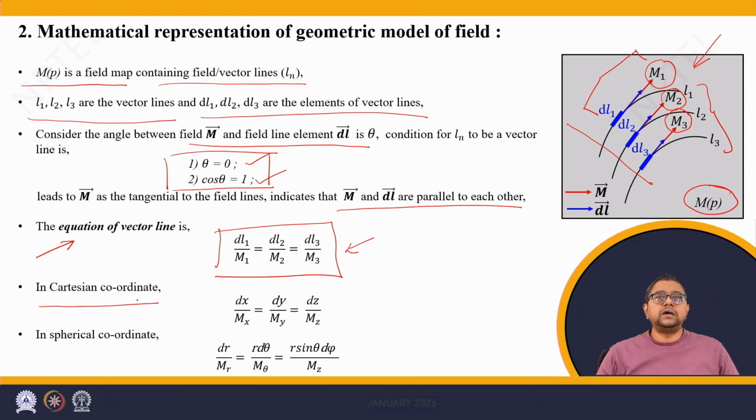For particular cases of coordinate systems, such as the Cartesian coordinate system, this equation of vector line reduces to dx by mx equals dy by my equals dz by mz, where mx, my and mz are the field at particular points along x, y and z directions respectively, while dx, dy and dz are the line elements along the respective directions.